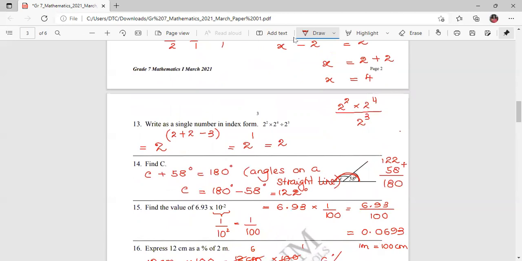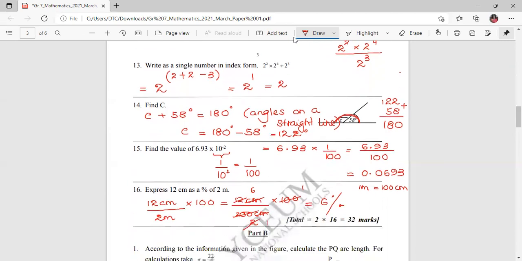Then question number 3, you have the same base value. And when you have the same base value and when you have the multiplication and division, then what you can do, if it is a multiplication, you add the indices. If it is a division, you subtract the indices.